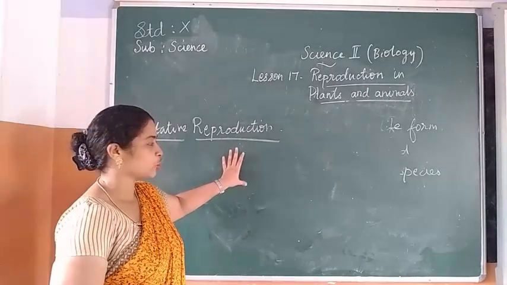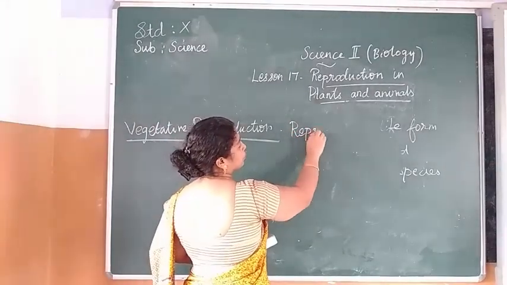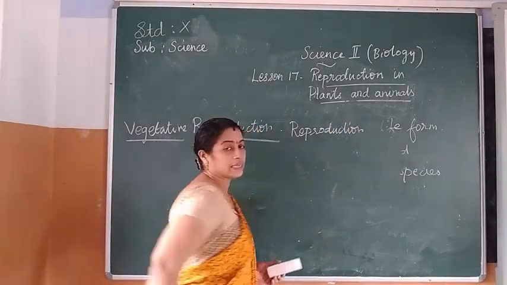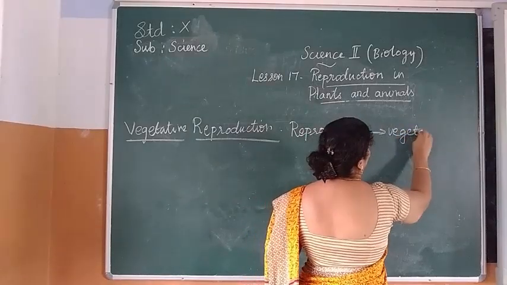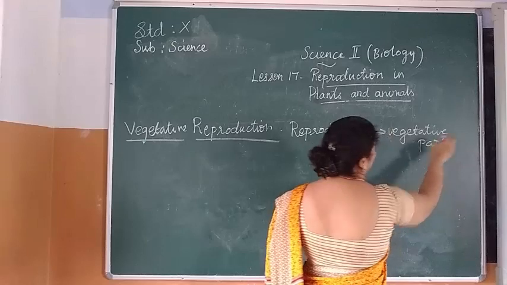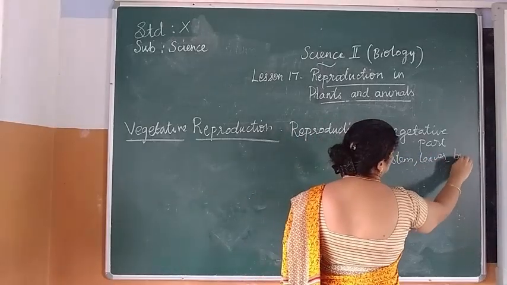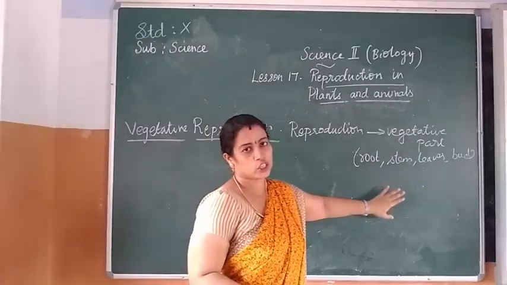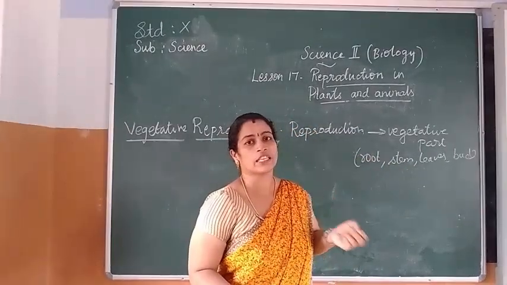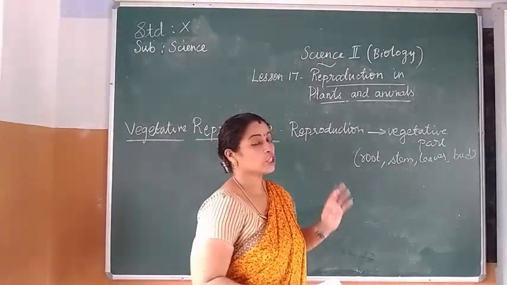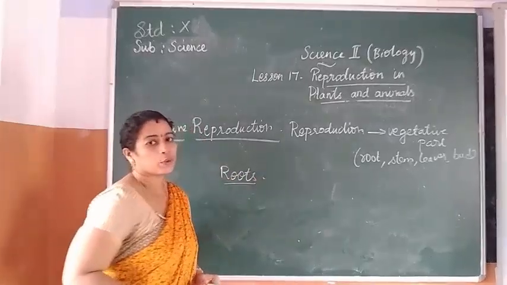So you have already understood what vegetative reproduction is: reproduction that takes place from the vegetative part of the plant, that is, root, stem, leaves, and buds. When you take a plant, you can see these are the vegetative parts: root, stem, leaf, and buds. From each part of the plant, new plants can be formed. The first one is reproduction in roots.